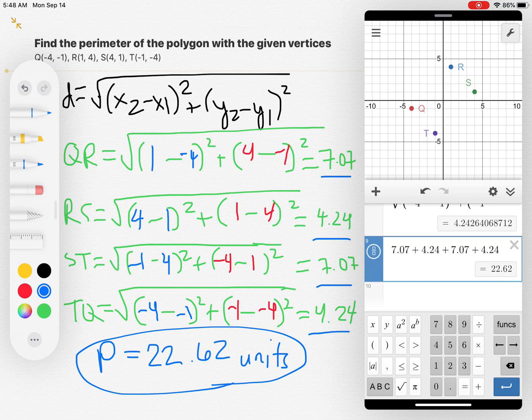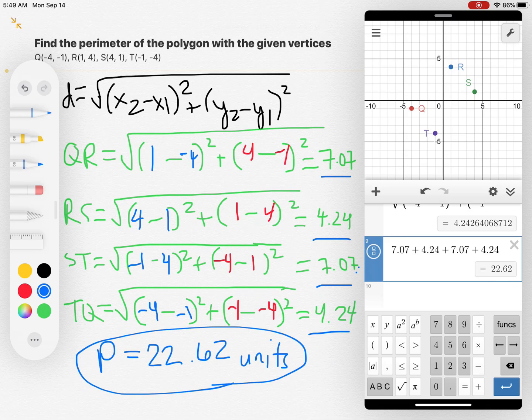Notice that because we had 2 sides that were the same length, the length was the same on both, the width was the same on both. This looks like it is a rectangle. We'll do proofs with that later down the road.